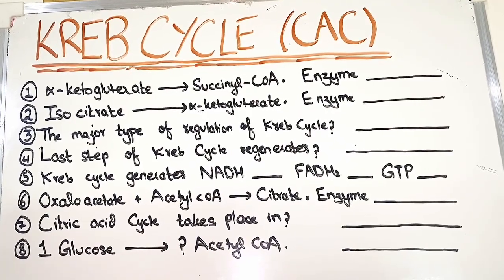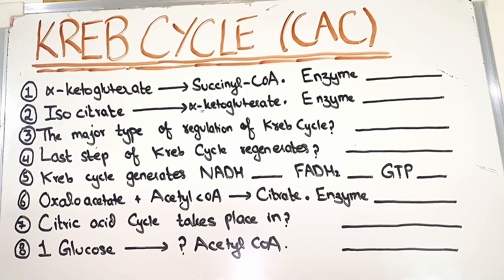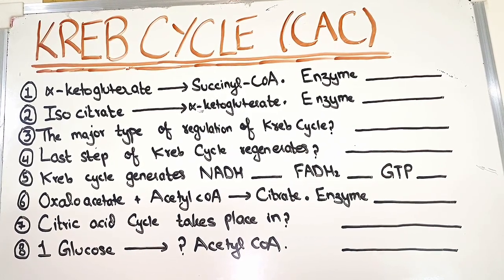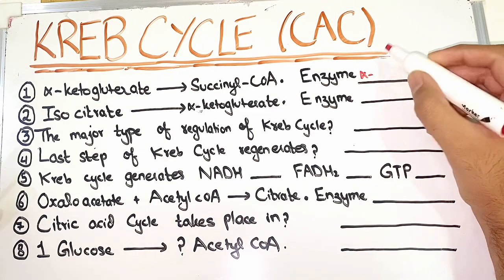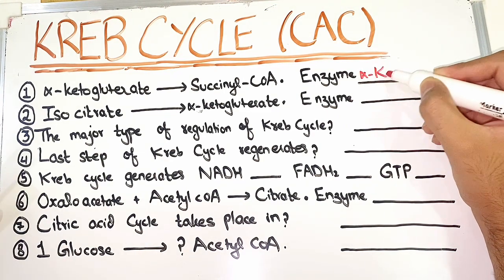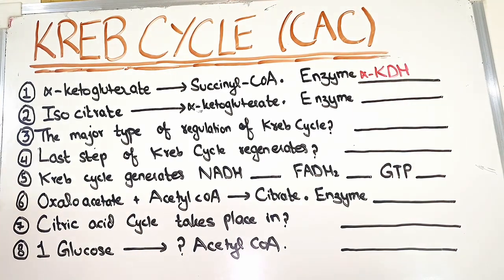Alpha ketoglutarate is converted into succinyl CoA with the help of which enzyme? It is a simple answer. It is alpha ketoglutarate dehydrogenase. If you know the Krebs cycle, these are the simple answers you should know.